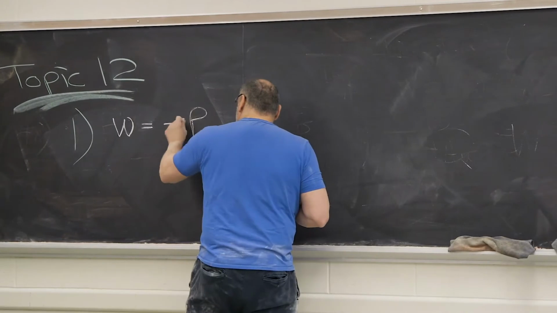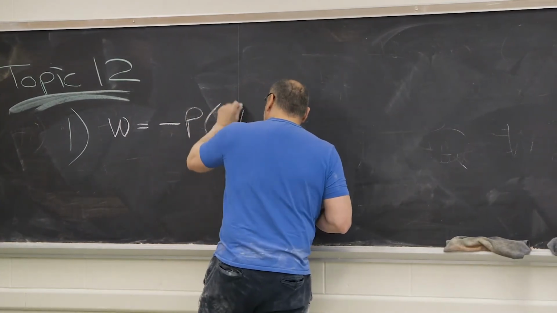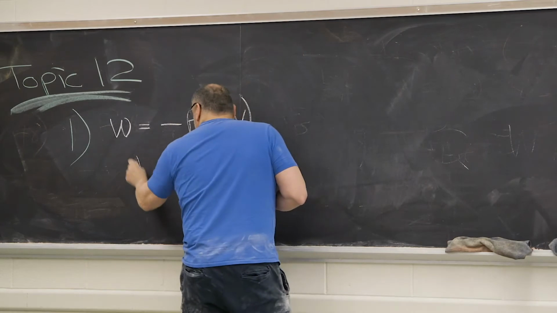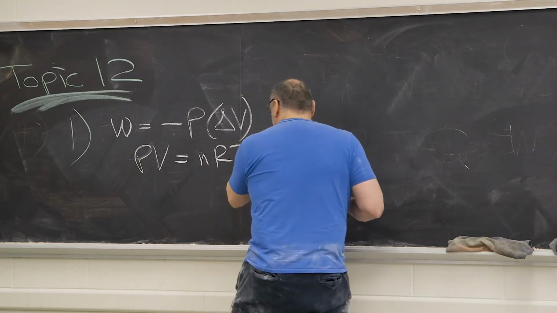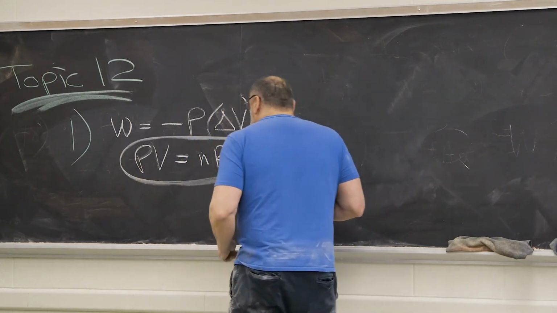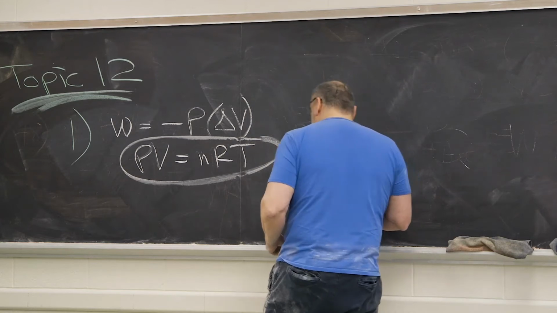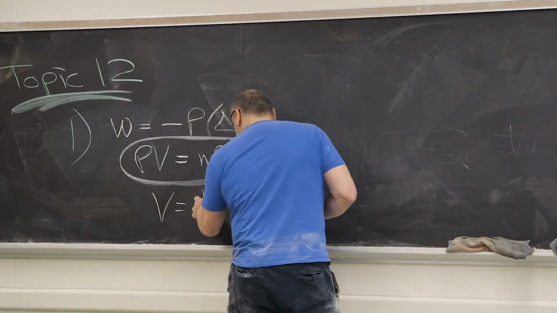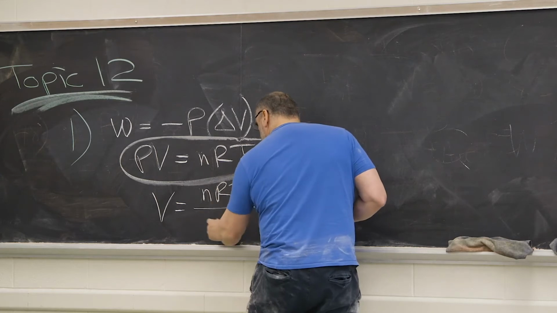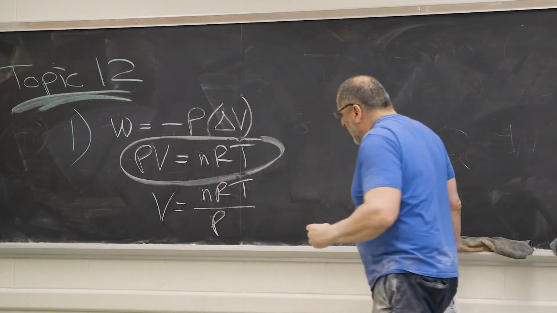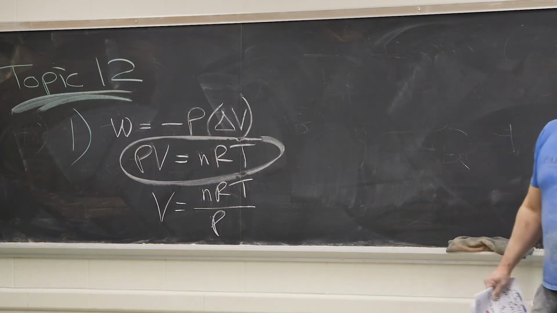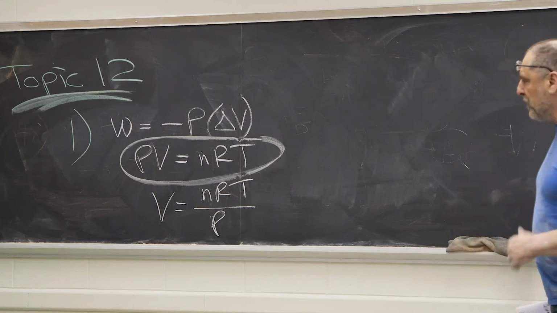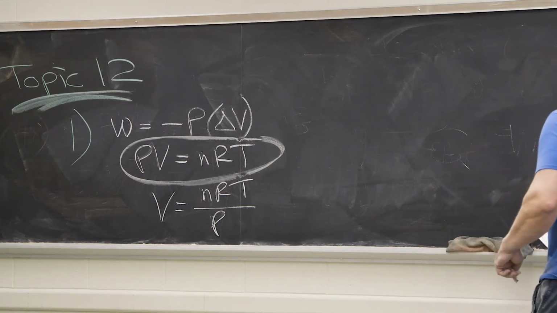We said work was... PV equals nRT. That gets us out of the woods a lot of times when we're doing this. The pressure is constant. The volume will change. Divide by P on each side. Is that pretty legible from there? You can see it okay? As long as we're seeing it, we're good. Okay, V equals nRT over P.